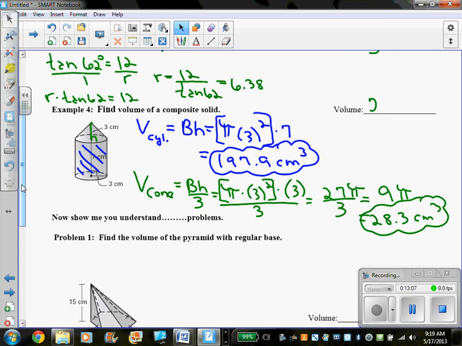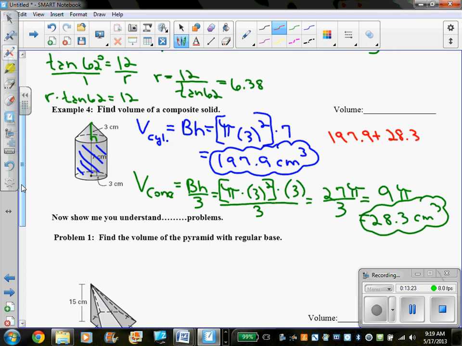The blue is the cylinder. You add these two together. So you're taking 197.9 plus the 28.3, and that is going to equal 226.2 centimeters cubed. Alright, that would be the total volume, if this were drawn to scale, how many little cubes, centimeter cubes, that you could fit inside of this shape.